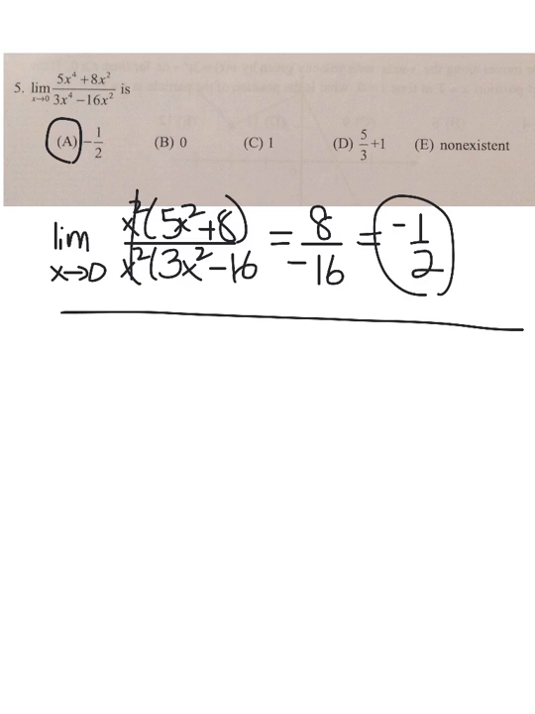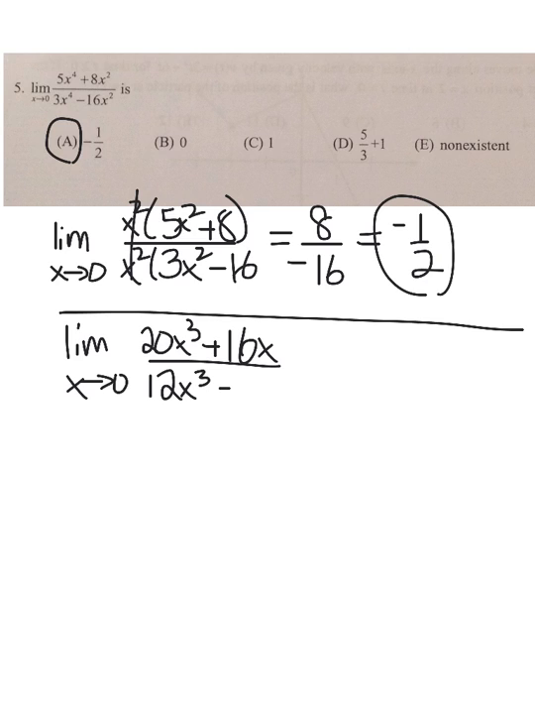Now if you want to do L'Hopital's rule, remember that's the derivative of the top and the derivative of the bottom. Okay, so when I start that, I have the limit as x approaches 0. And if I take the derivative of the top, I get 20x cubed plus 16x. And in the denominator, I get 12x cubed minus 32x. Well, the problem is if I plug in 0 here, I'm still going to get an indeterminate. So L'Hopital's rule says take the derivative again. Oops, that's supposed to be the limit as x approaches 0.